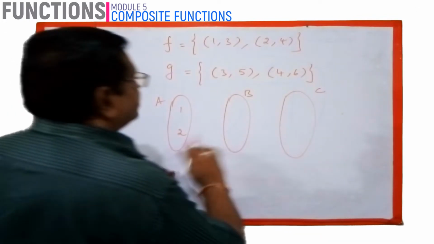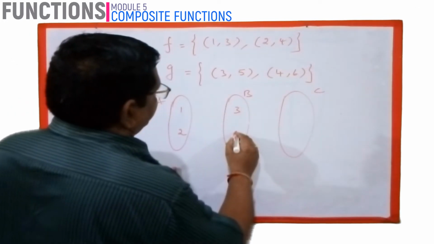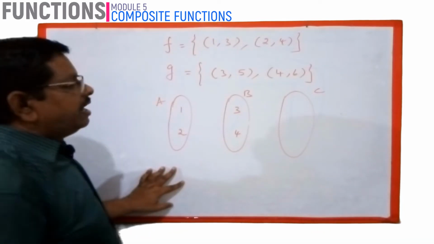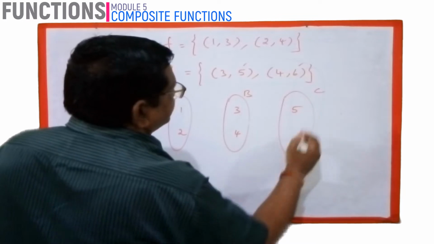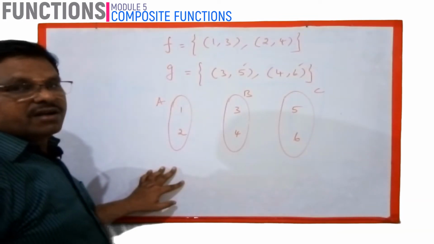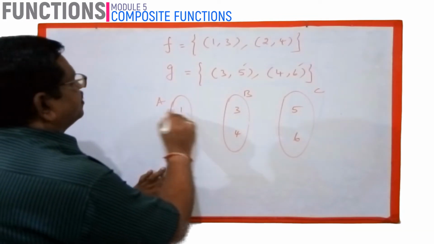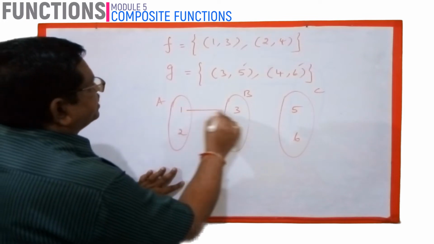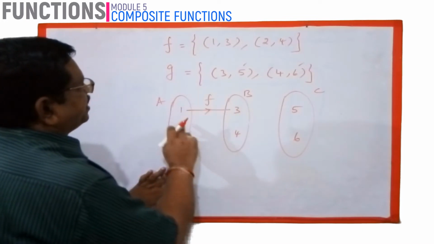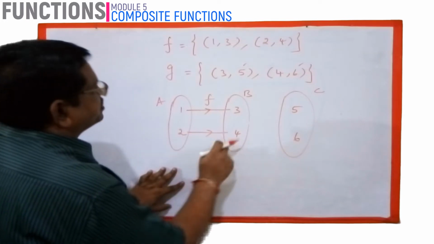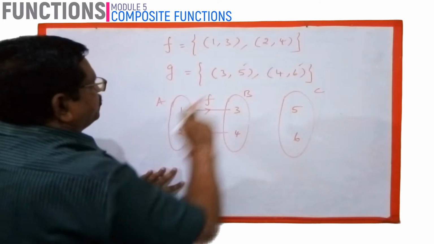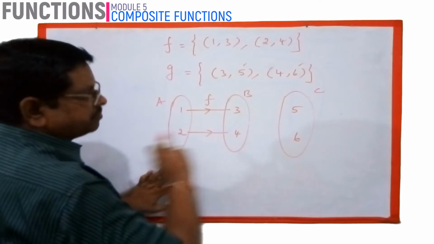And set B has elements 3, 4. And set C has elements, we should take only these two elements, 5, 6. Now let us make the relation. The first function f is defined as 1 to 3, 2 to 4. Check it. 1 to 3, here 2 to 4.